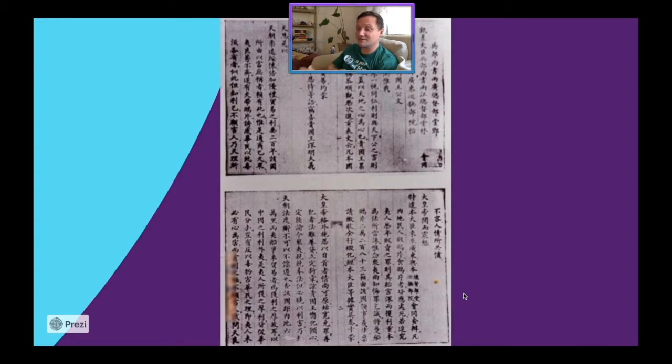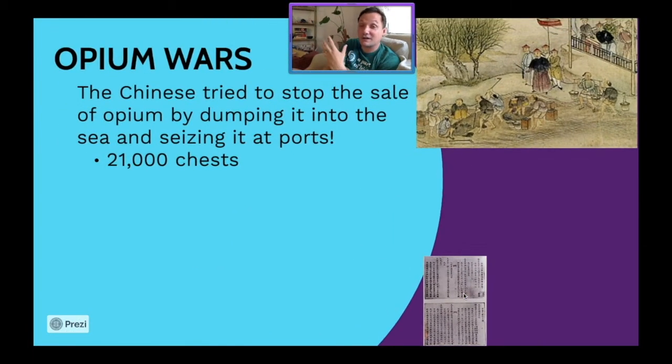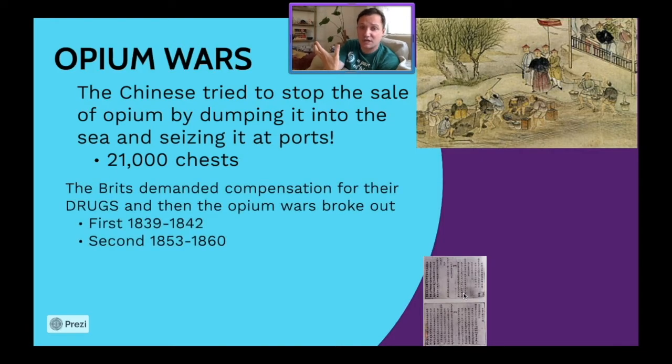Yeah, okay. So now, the big thing about it, though, in the long run, is he destroys these 21,000 chests of opium, and then the Brits had the audacity to demand money for the destroyed product, and he was like, no, we're not going to give you money for the illegal drug that you're trying to trade for tea. So the Brits demanded compensation for their drugs, and the Opium Wars broke out when the Chinese refused to compensate them, right? The first one is going to rage from 1839 to 1842, and the second one's going to rage later on from 1853 to 1860.